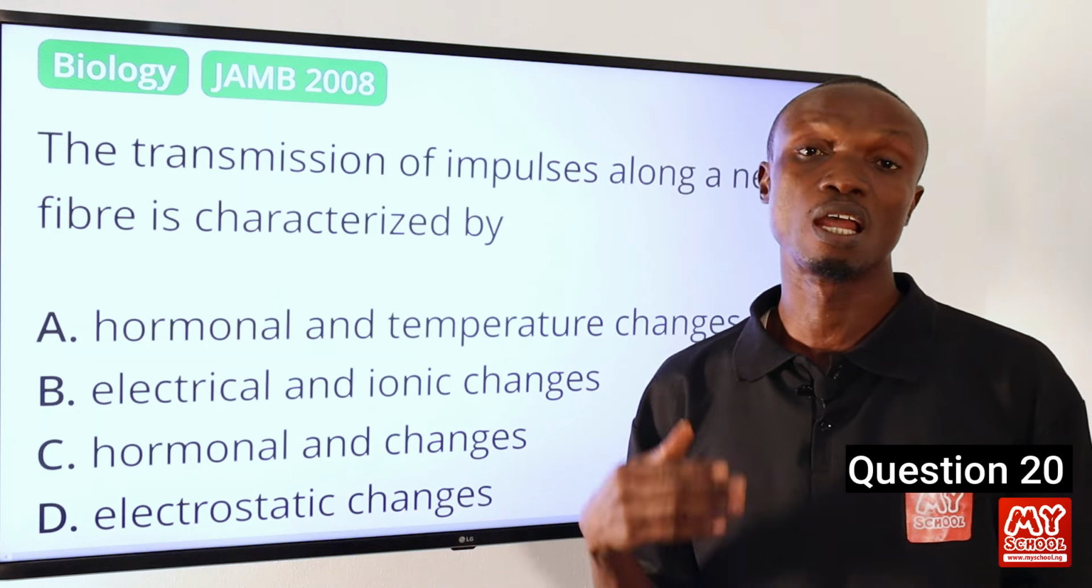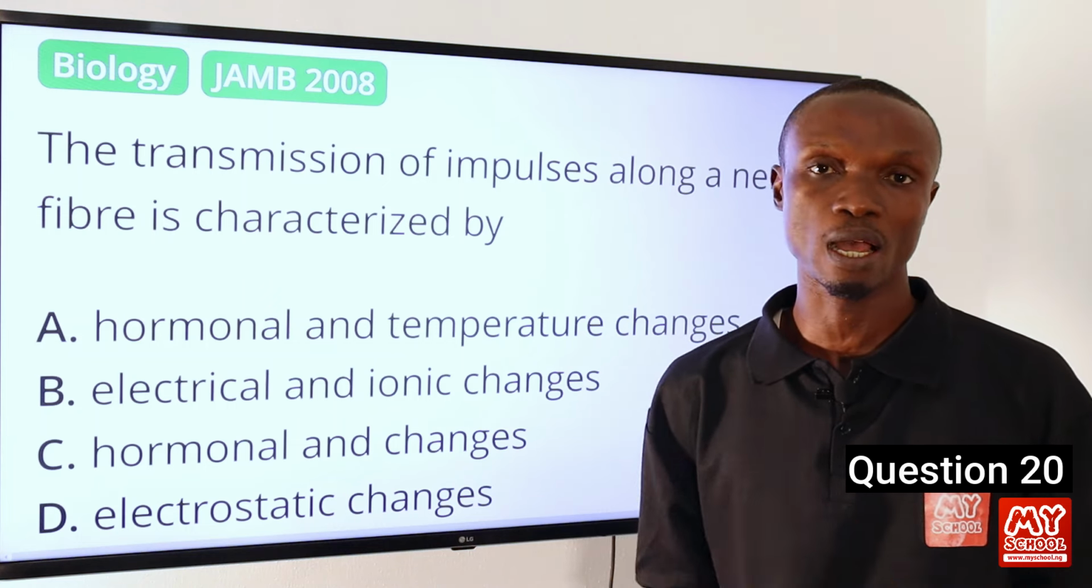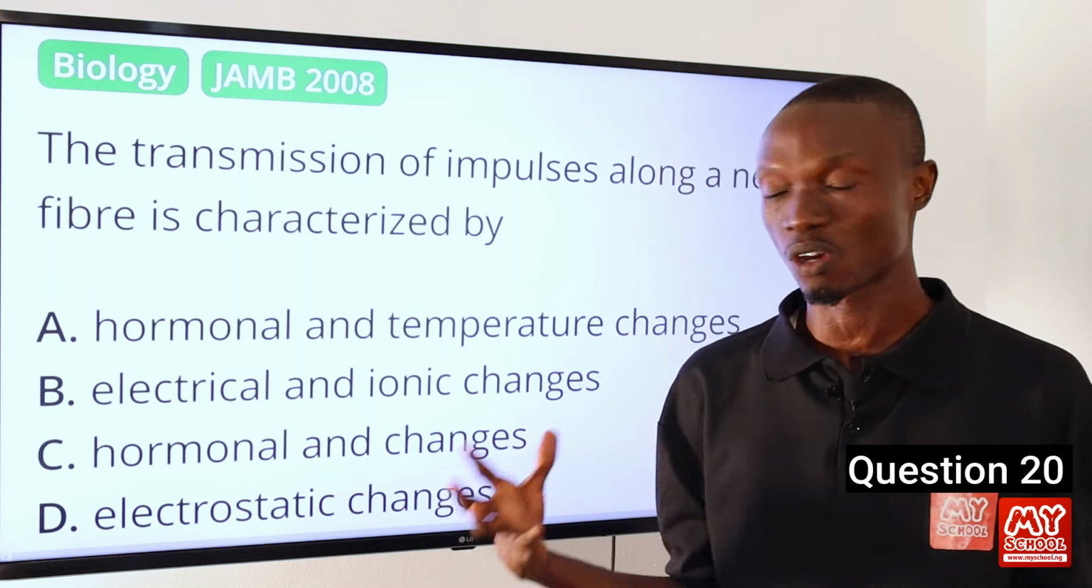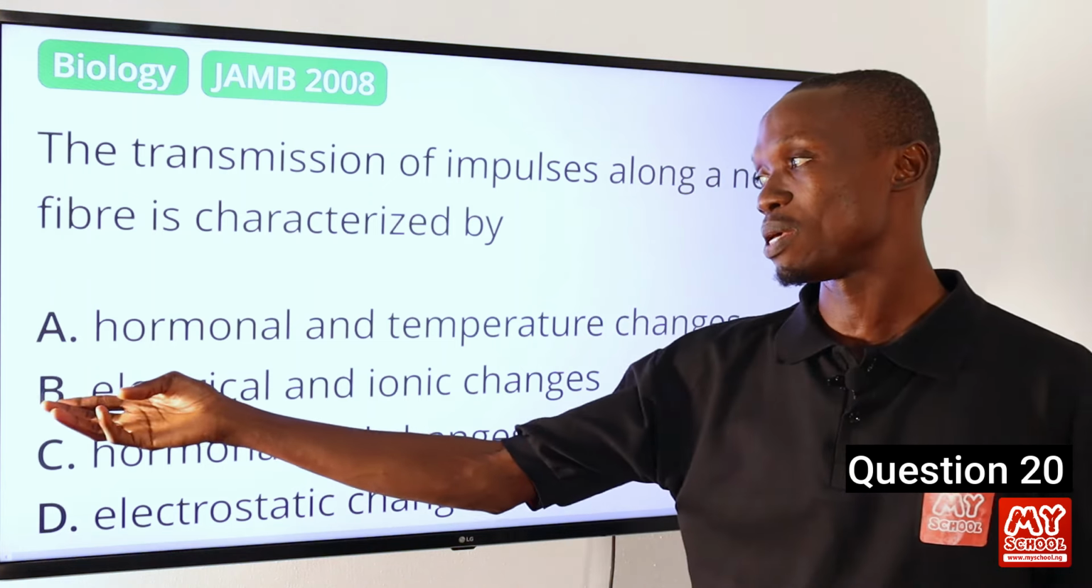Neurons send messages electrochemically. This means chemicals on neurons can cause an electrical impulse. Okay, so that makes option B the correct answer to this question.